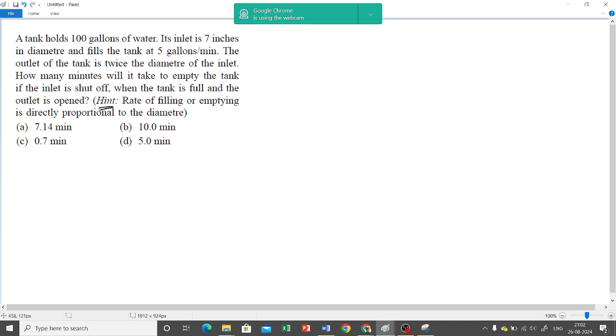Yes. A tank holds 100 gallons of water. একটা ট্যাঙ্কে 100 গ্যালন জল আছে. Its inlet is 7 inches in diameter and fills the tank at 5 gallons per minute. What is the meaning of that? Its inlet, that means there is a pipe which is filling the tank at 5 gallons per minute.